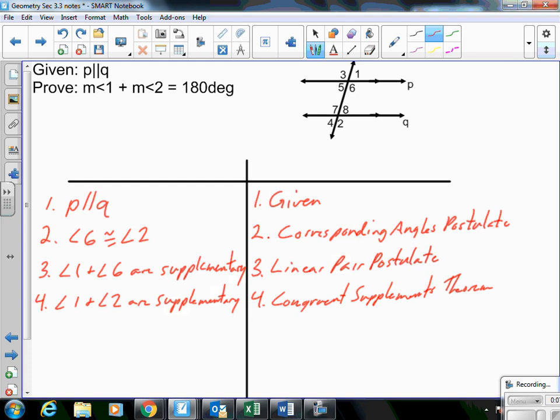And then since 1 and 2 are supplementary, what else does that tell us about 1 and 2? Their measures add up to 180, right? Measure of angle 1 plus the measure of angle 2 is going to equal 180 degrees. And what tells us that they're going to equal 180 degrees if they're supplementary? That's right, definition of supplementary angles.